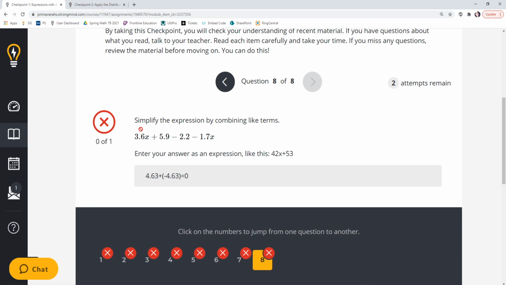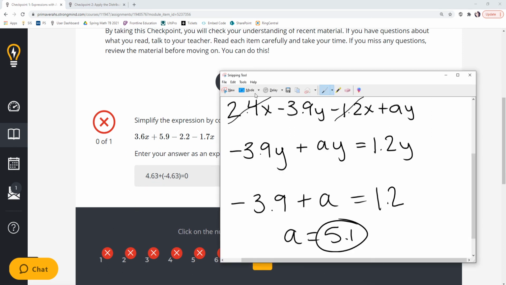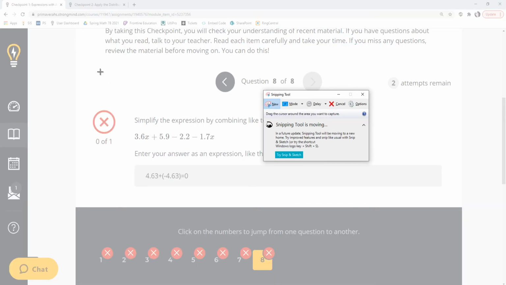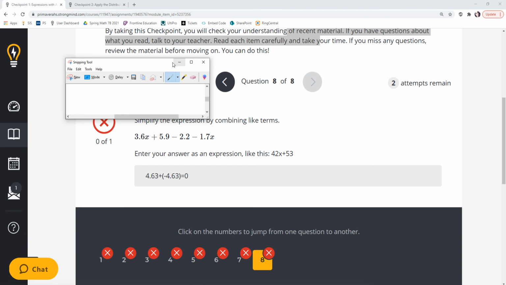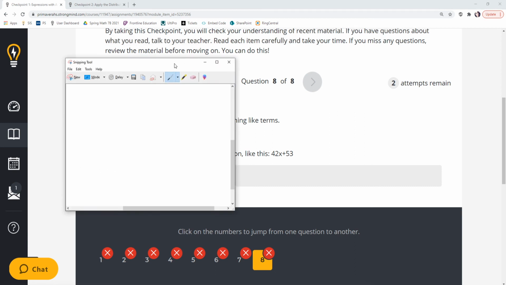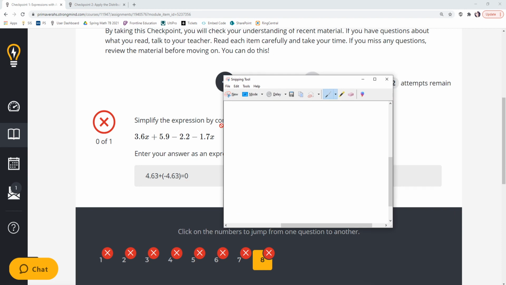All right, last question here. Simplify the expression by combining like terms. Hopefully by now, this one is honestly the easiest one, I think, on the checkpoint. And based off of all the other questions we've done, hopefully this should be a walk in the park by now, right? Because I know that I need to combine my like terms.